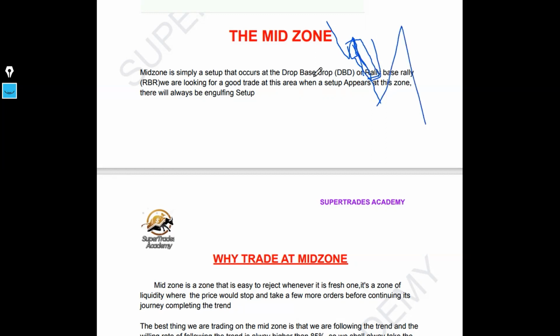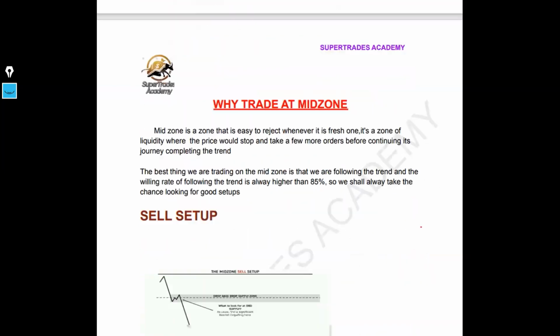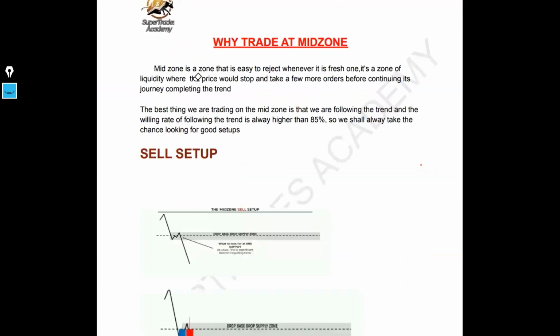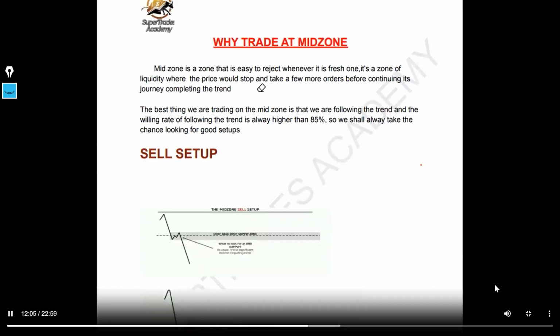I wait for the market. I'm not good in art, guys. That's why I wrote everything for you here. So why trade at mid zone? Mid zone is the zone that is very easy to reject whenever it is fresh. So whenever the mid zone is fresh and the market is coming back, it's very easy.